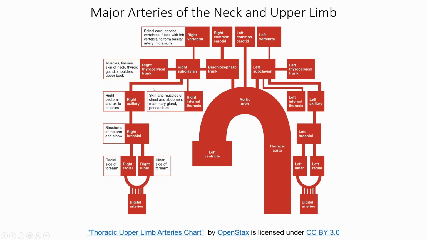And then the last branch of the right subclavian is the one that actually goes into the arm, which is the right axillary for the pectoral and axilla muscle, so the armpit, the right brachial, right, which is going to move down toward the arm and elbow, and then right radial, right ulnar, and then the palmar arches and the digital arteries.